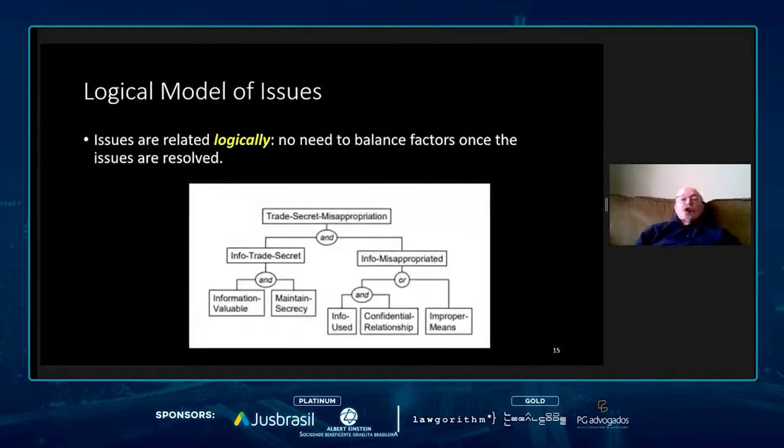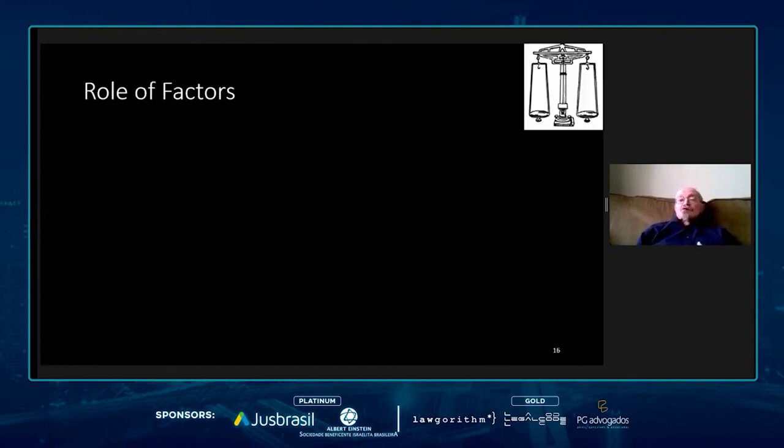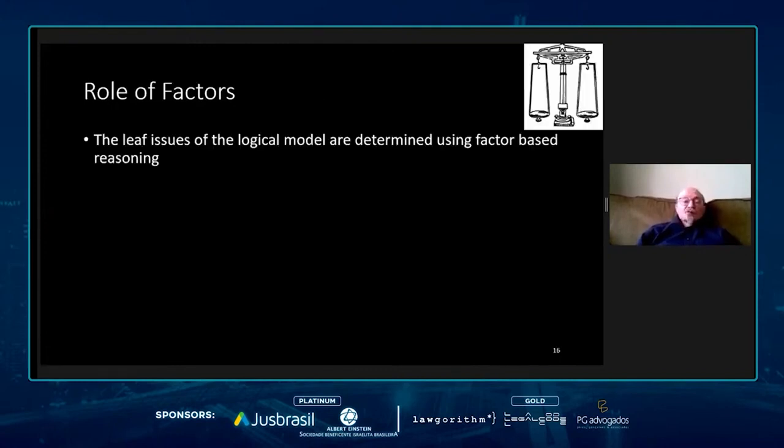The issues form a logical model. They're related logically, and so there's no need to balance them. Once the factors are resolved and the various leaf nodes are known, then we can infer the conclusion. So what is the role of factors? The role of factors is to determine the leaves of the logical model.